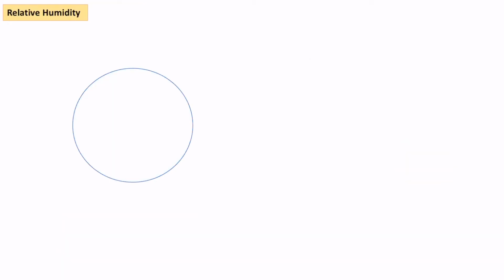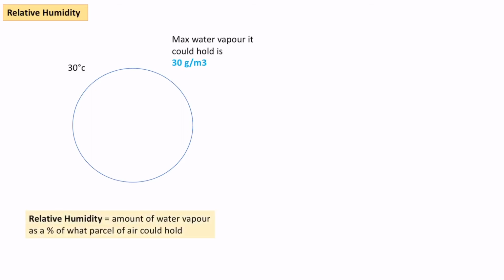We now need to look at relative humidity. So again, I'm talking about this parcel of air that's 30 degrees, it can hold 30 grams, but relative humidity means the amount of water vapor as a percentage of what that parcel of air can hold. So what I mean by that is this parcel of air might not have 30 grams in it.